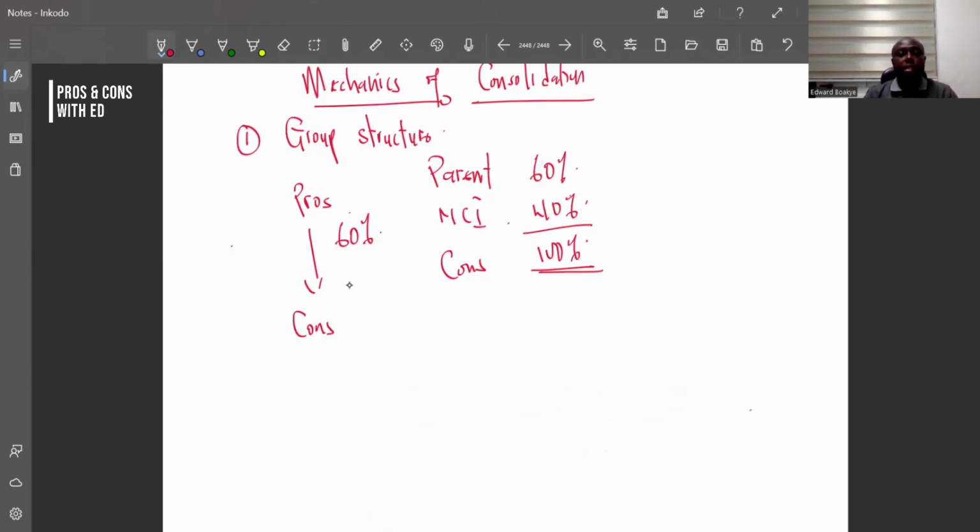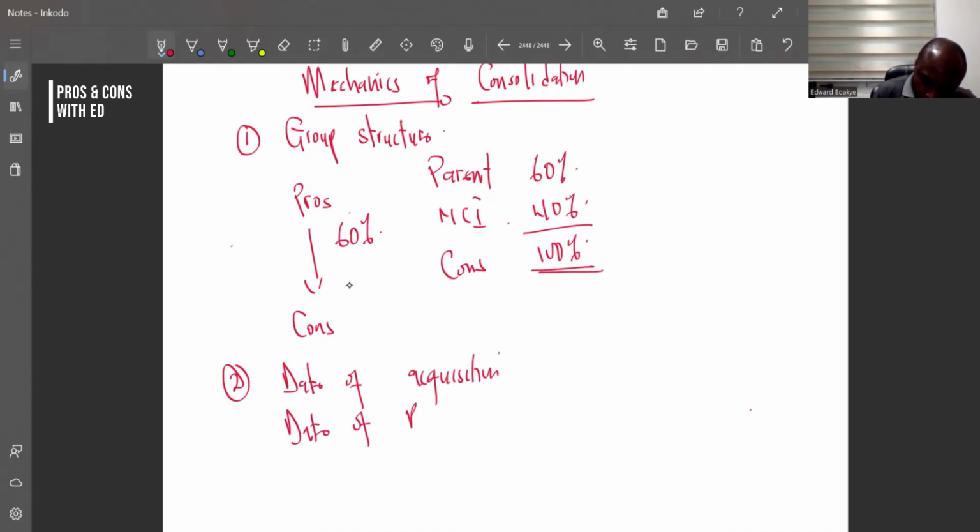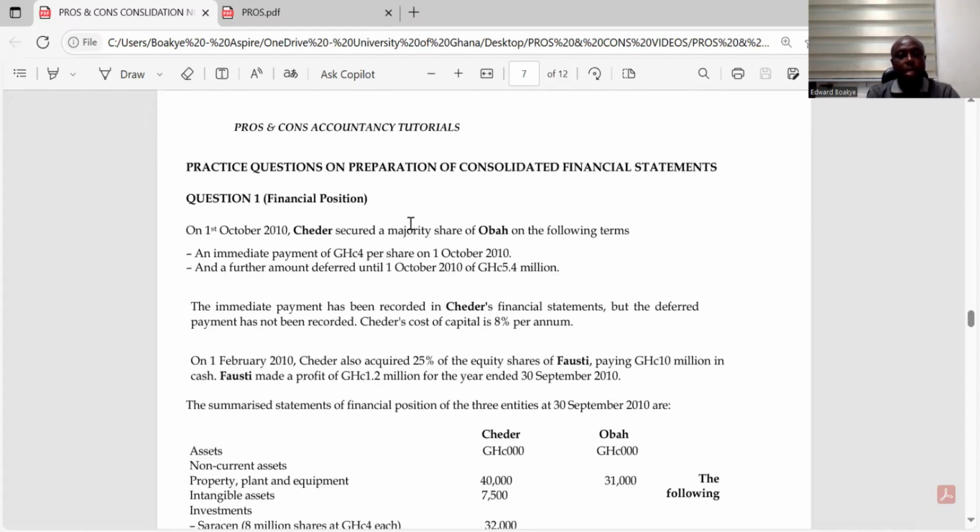Now let's look at the next mechanic, which is date of acquisition and then date of reporting. So when did you acquire the company? When is the reporting period of the company? So let's go back to the Cheddar and Oba question once again and look at how we can pick these figures. Now, when did Cheddar purchase Oba? They said on 1st October 2010.